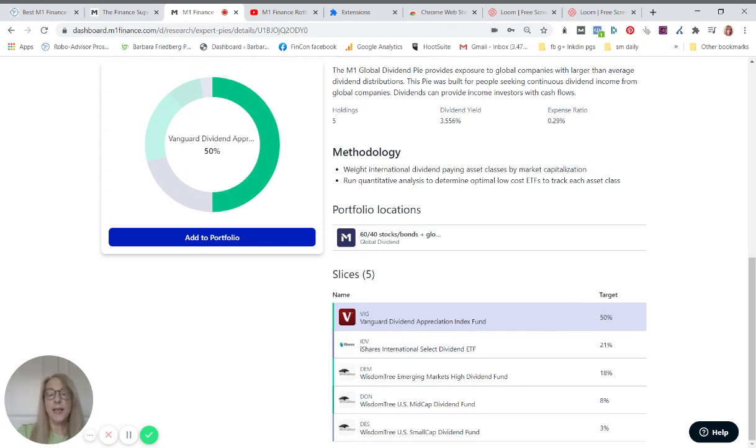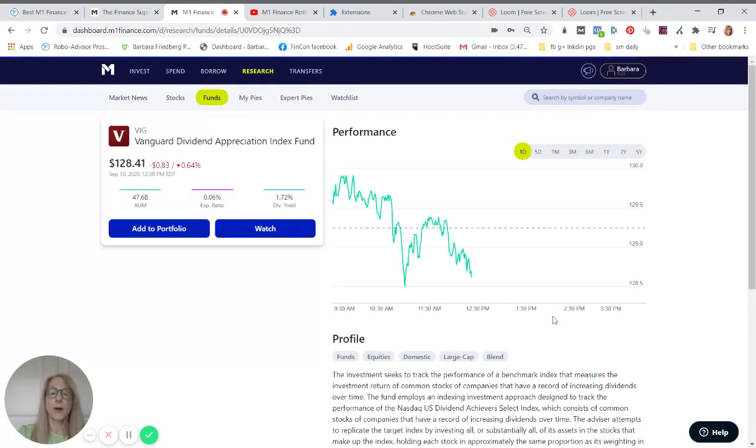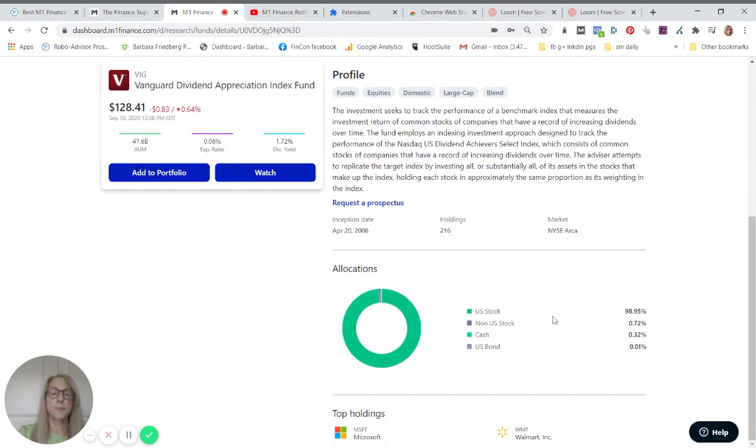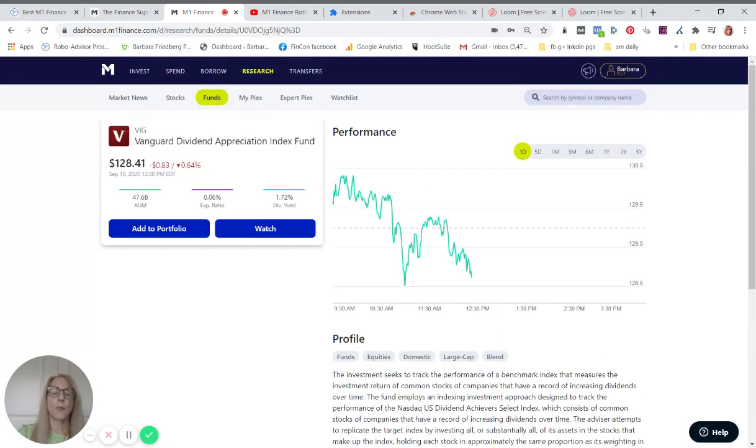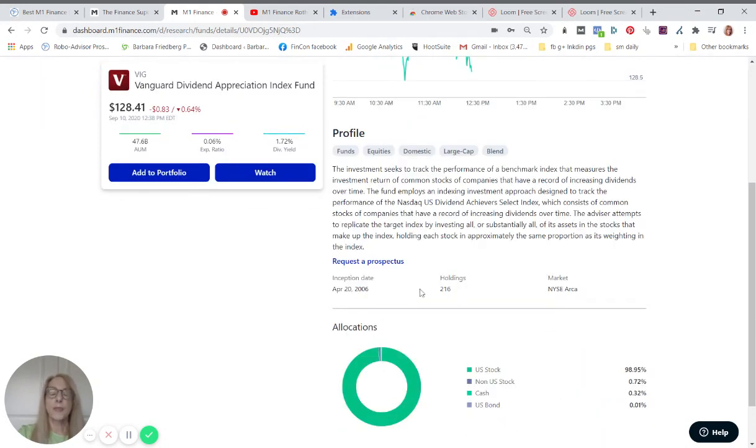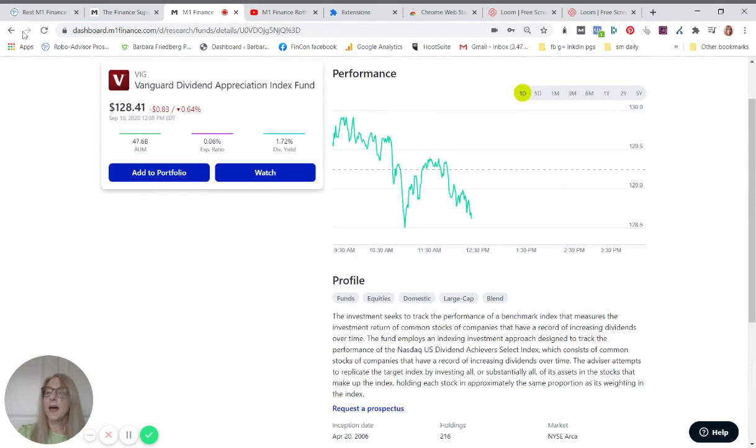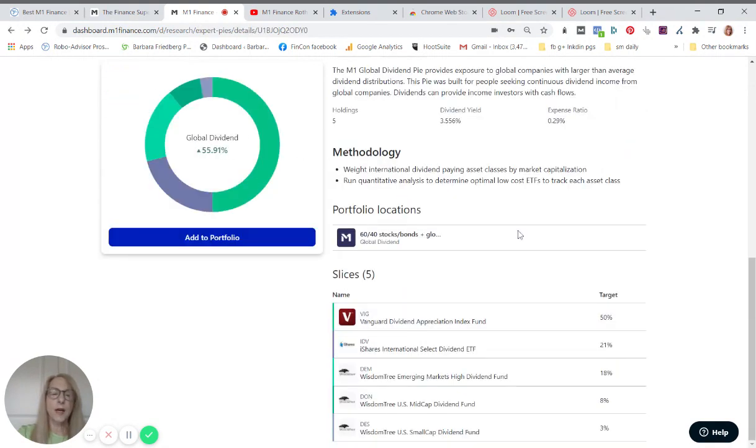There is 50% allocated to a Vanguard Dividend Appreciation Index Fund. And if you want to learn more about that, you just click on it and you can get all the details of that specific fund, what its performance has been, what the profile is. And I'm going through this so that you can understand that it's really important to know what you're investing in. Don't just pick an investment because you read about it or you heard about it on somebody else's platform, but do your research before investing.